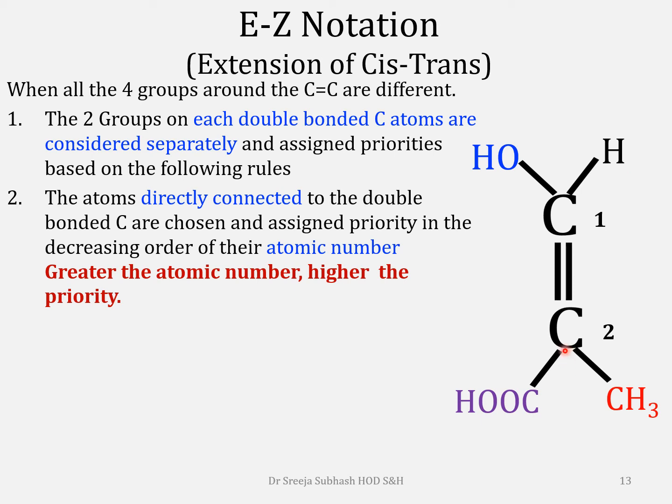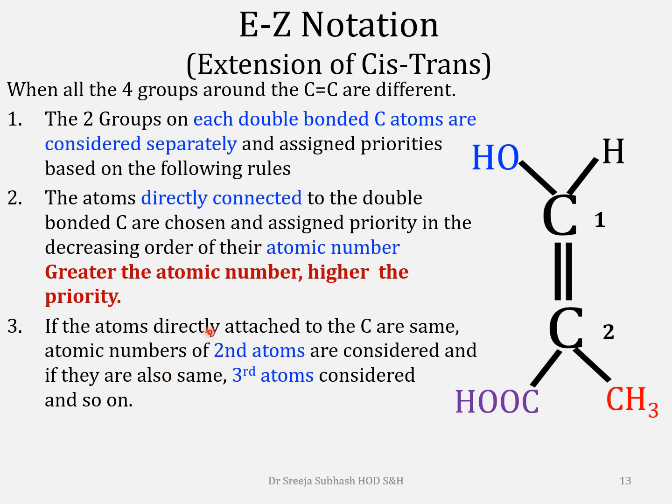Moving on to the second carbon also, let us see how we can assign priority. Here, one of the groups is COOH, the other group is CH3. In this case, the directly attached atom is carbon. The second group also has a directly attached atom that is carbon. Then what do we do? Here, the next rule is going to help us. If the atoms directly attached to the carbon are the same, atomic numbers of the second atoms are considered. Which is the second atom here? In COOH, it is oxygen. And in CH3, the second atom is hydrogen. Obviously, oxygen has a higher atomic number, so this gets priority 1 and CH3 gets priority 2. In fact, we don't have to move any further because we get an answer. COOH is getting first priority and CH3 is getting second priority.